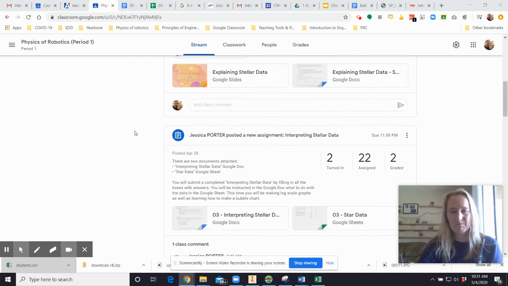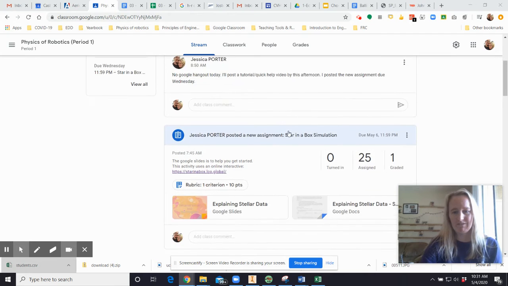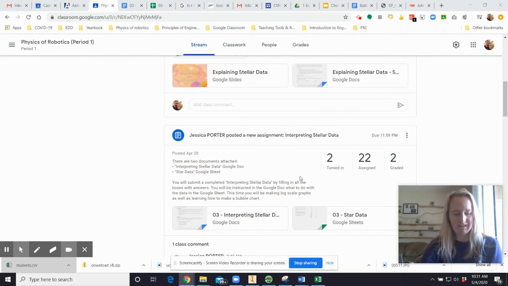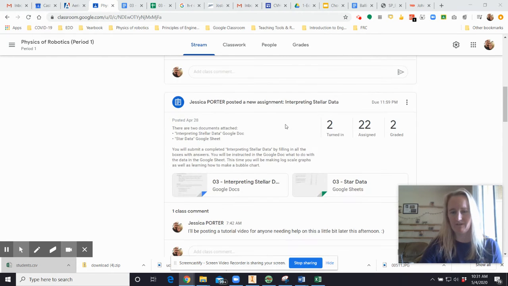Alright, there are 2 assignments on Classroom. There is interpreting stellar data, and then there's also the star in a box simulation. This assignment beforehand goes through a good example, and basically you're going to learn some of the key categories and examples that'll help you explain more what the star in the box simulation is doing.